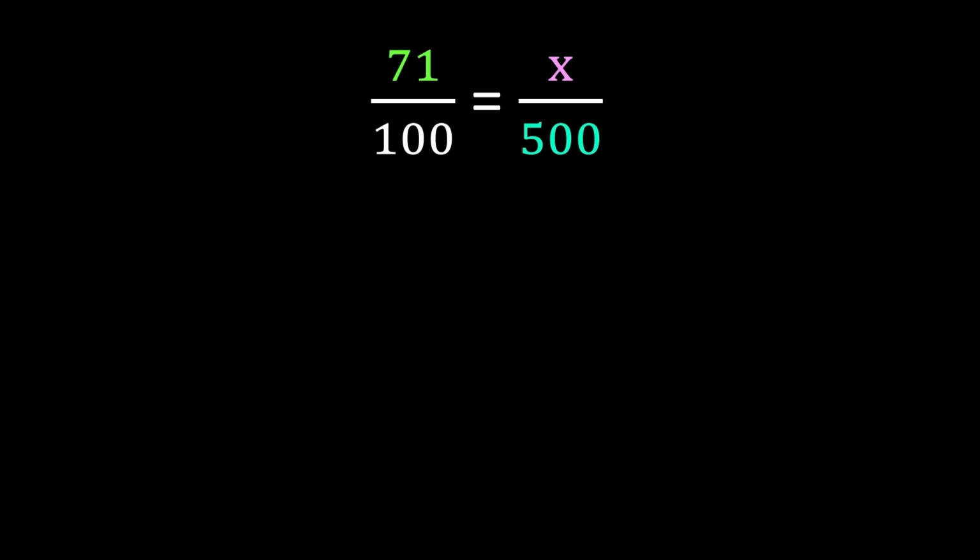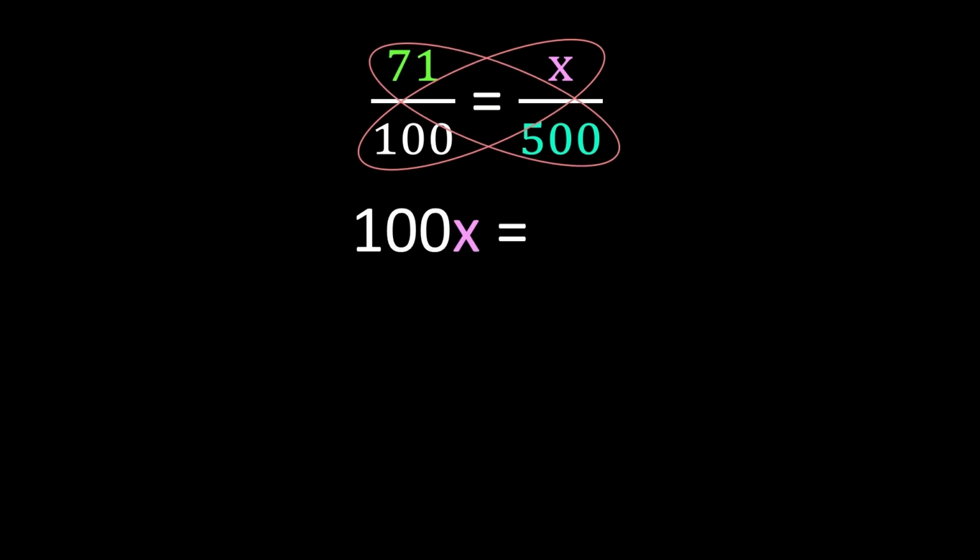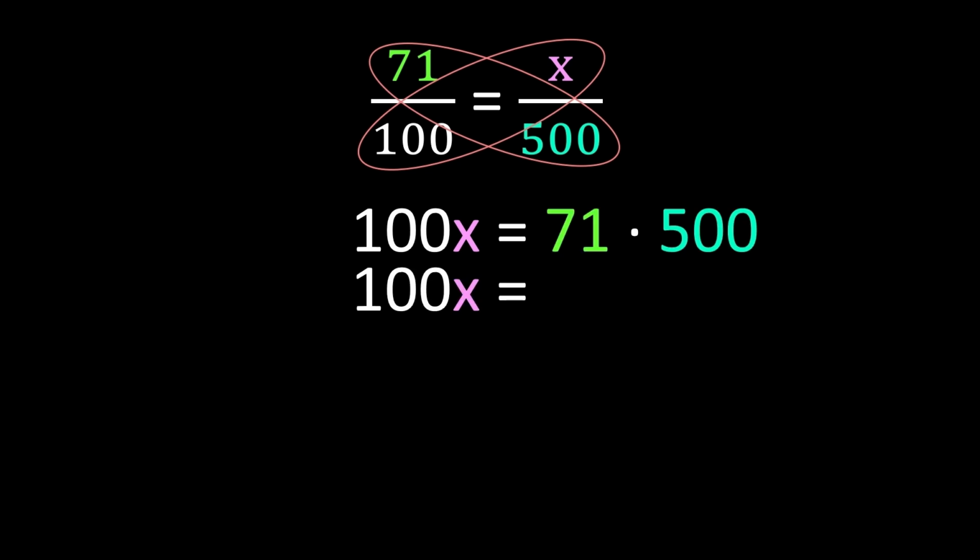We're going to start by multiplying 100 times x. So we have 100x on the left, and then we'll have 71 times 500 on the right. 100x is equal to 71 times 500. That you're not going to be able to do in your head, so we'll go out to the side and work that out. 1 times 500 is 500.